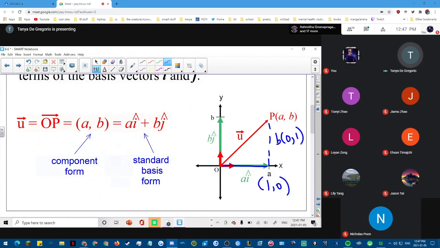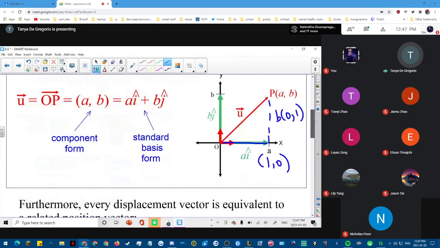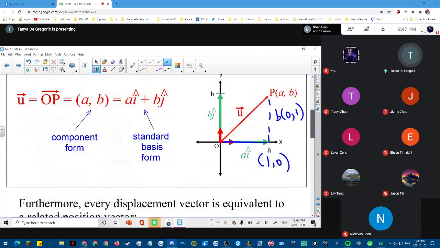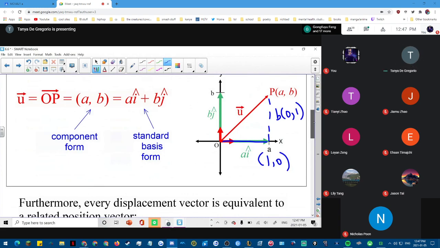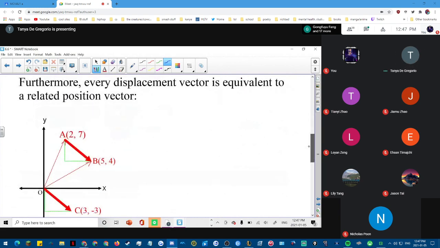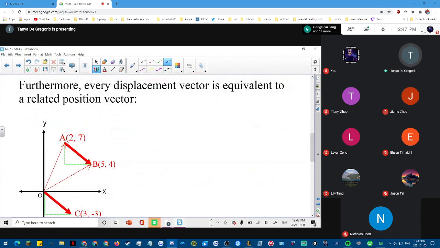So any vector in component form, I can now put in what's called standard basis form. And that means I'm using the unit vectors I and J, our basis vectors. Furthermore, every displacement vector is equivalent to a related position vector. So what does that mean?